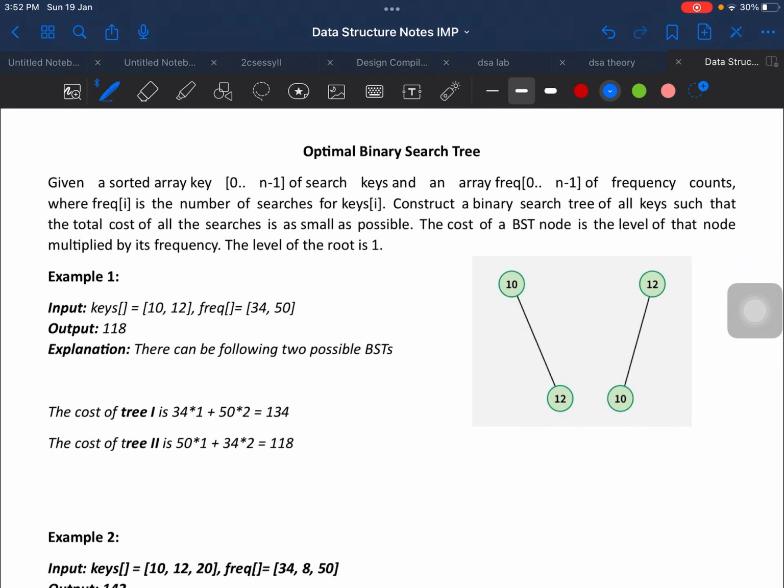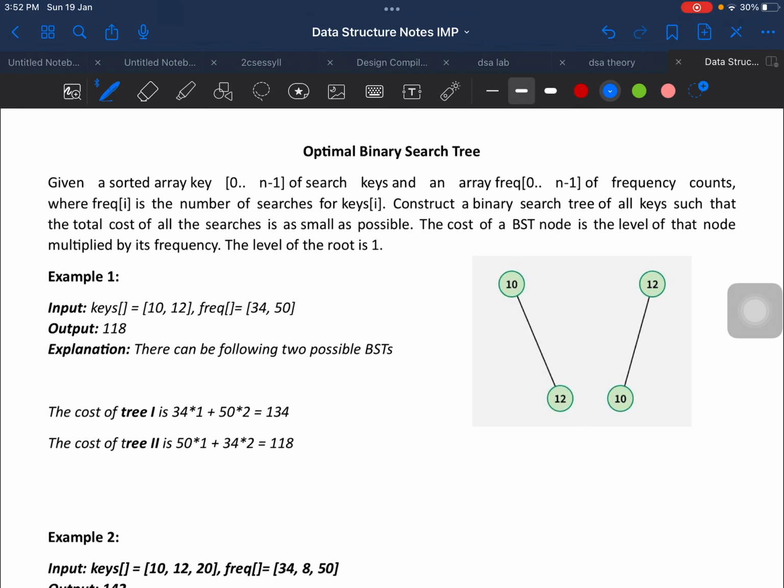So hello students, today we will discuss optimal binary search tree. Okay, so we know this tree. So what is a tree? The tree contains nodes and edges. A tree is basically a hierarchical structure which does not contain any cycle.